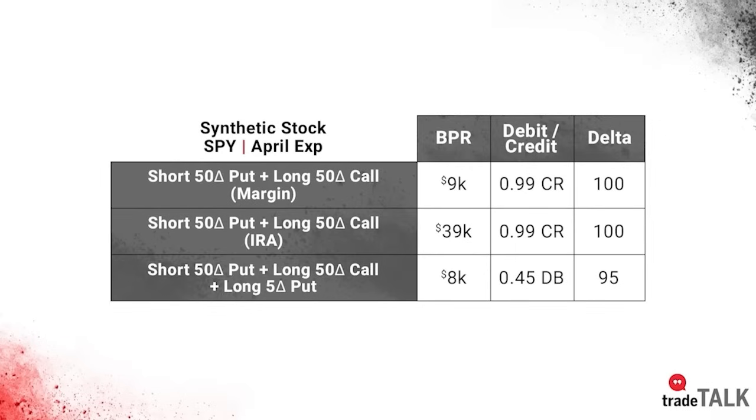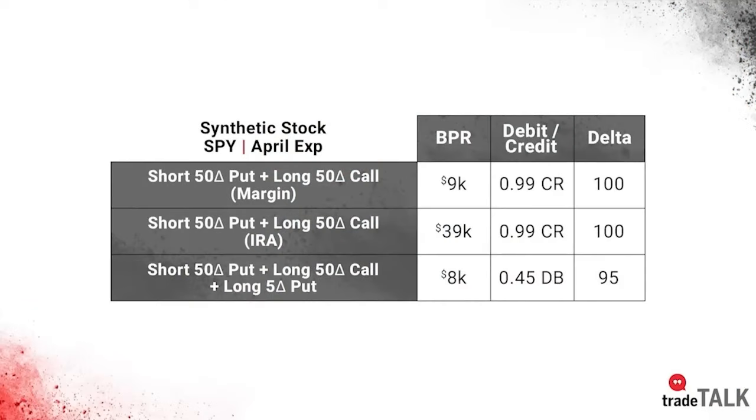We can look at adding that 5 delta put. Look what we're trying to do here. We're trying to keep the buying power the same. On the top slide, you have short 50 delta put and a long 50 delta call in a margin account. It uses $9,000. The debit or credit received is just about $1 in credit. Very, very small. But we have 100 shares of stock. Remember, if you're just going to buy the stock, you're going to need the $38,000. Here, you only need $9,000, but we're still in a margin account.